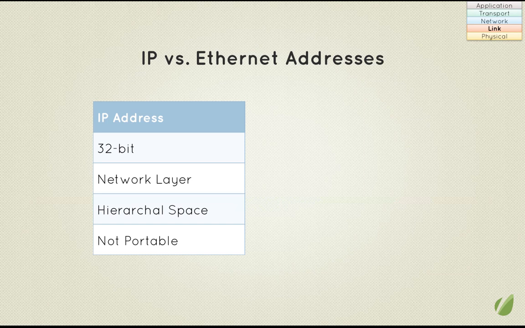Next, let's talk about IP addresses and Ethernet addresses. You may remember that an IP address in IPv4 is a 32-bit number that is specific to the network layer. An IP address represents a number that's been assigned in a hierarchical space. That means that you have to have the right IP address for the network that you're located in. A result of that is the fourth thing on this table: IP addresses are not portable. If you go to a different network, you're almost certainly going to have to get a new IP address.